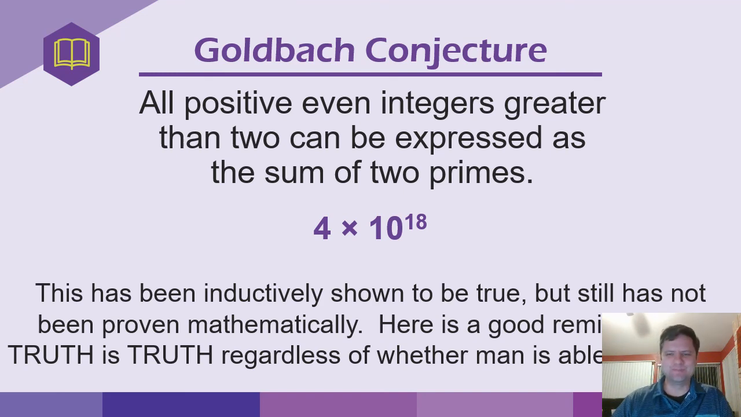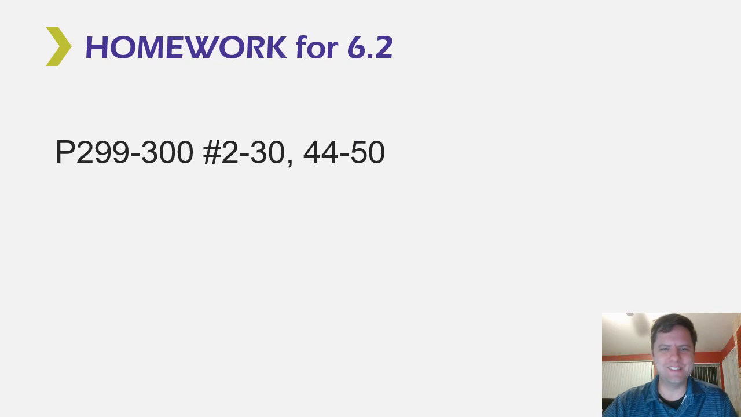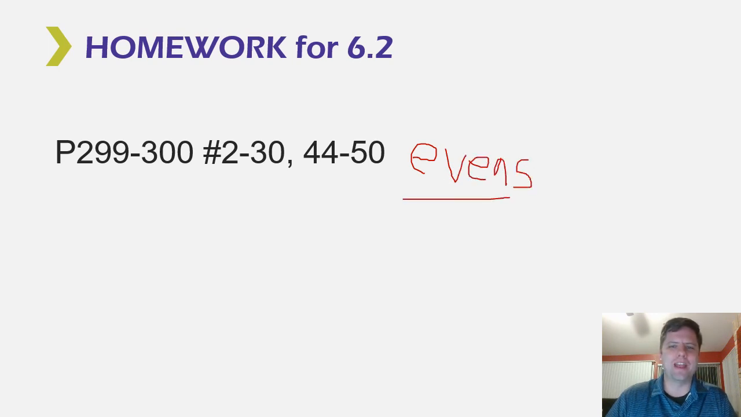All right, well, your homework is page 299 and 300, doing numbers 2 through 30 and 44 through 50. Just do the evens. I didn't write that down there, but do the evens. I'm writing it in here now. Evens. But you should know that drill by now. I just have you do the evens in general. So do the evens for those.